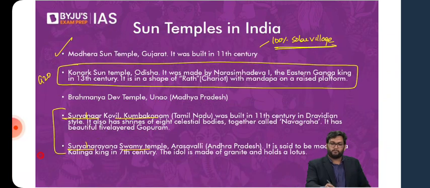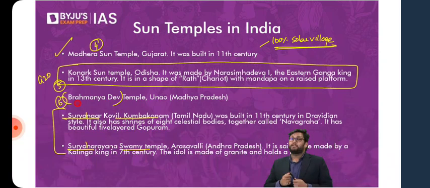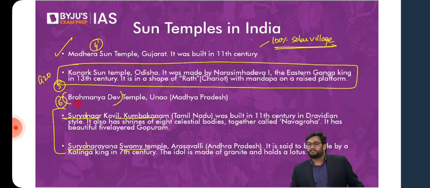Modhera, everybody knows. Sun Temple Konark, everybody knows. And you need to remember the Brahmanya. These temples do not spell out Surya. That is why they are a little bit difficult. UPSC can ask, consider the following temples, which of the following are sun temples? Getting the importance of this? All of this is not given in any book. I am doing it out of my understanding of what can be asked in the examination, so that we have all the bases covered for the examination. Yes?